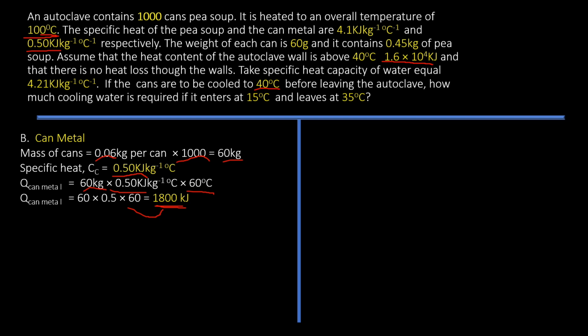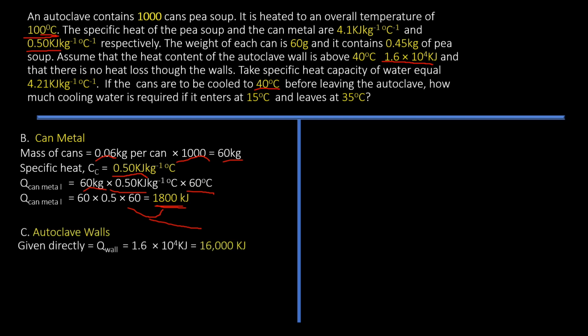The total heat that water will absorb from the autoclave wall is 1.6 times 10 raised to the power 4 kilojoule. So the total heat that water will absorb from this can is 1800 kilojoule. And the total heat that water will absorb from the pea soup, we have calculated earlier. So we need to add the total heat together that water has to absorb.